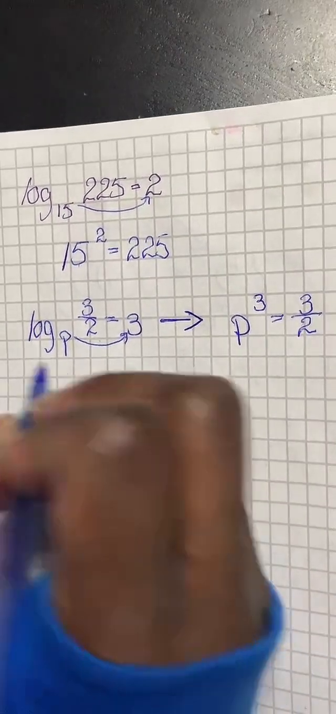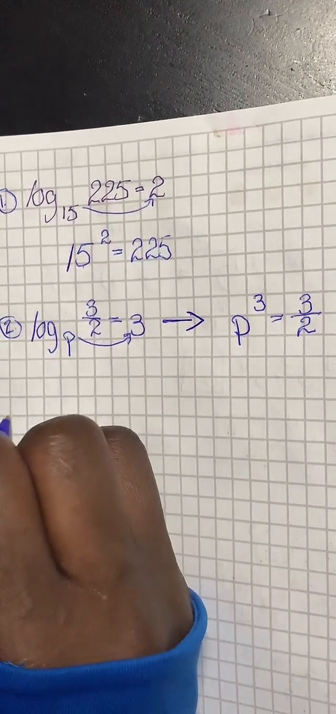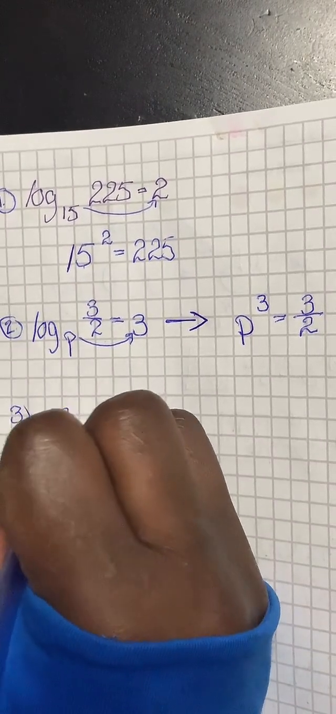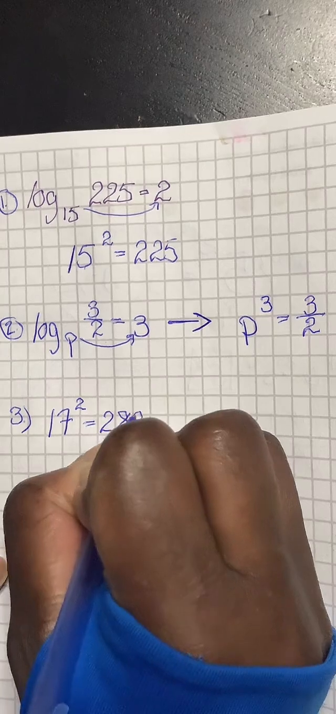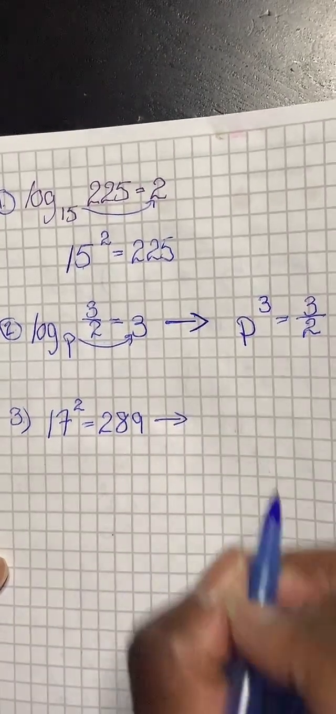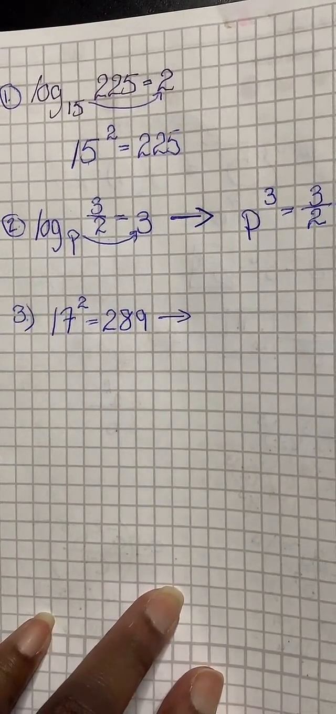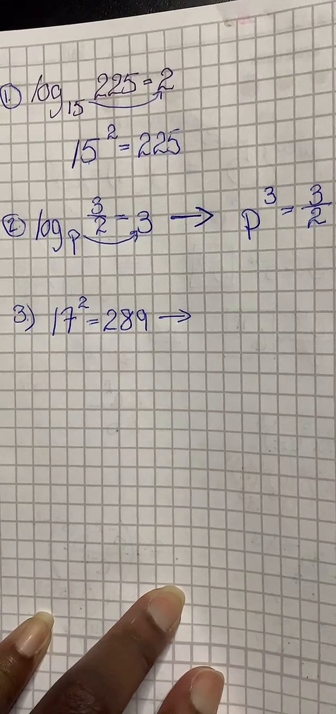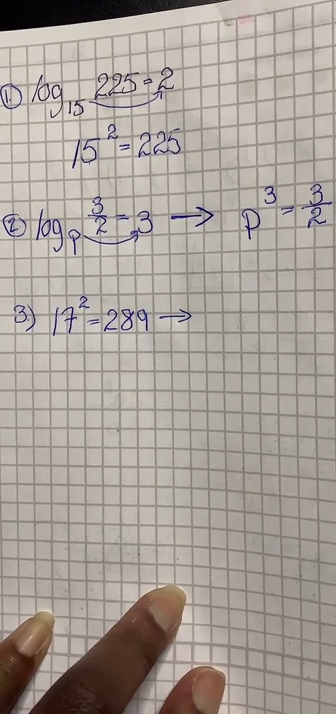All right, so that's example 1, example 2. Let's get with example 3. So what happens if I give you 17 squared is equal to 289? And I want you to put that as a log. Okay, good. No, we're not solving. All we're doing is just moving from exponential to log and vice versa. We're going to be doing some evaluating shortly.